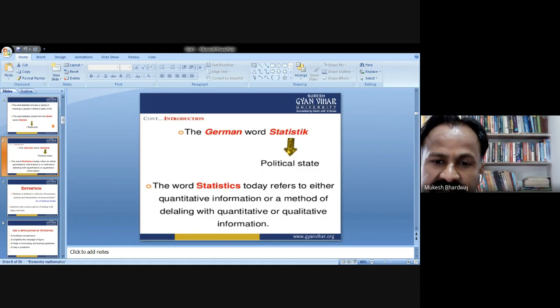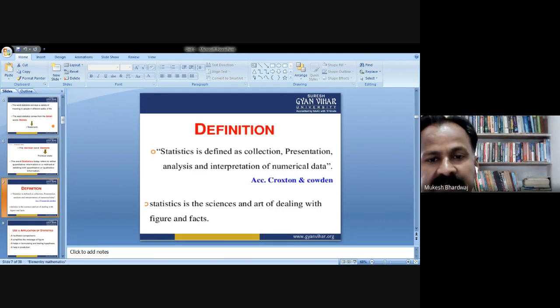So the word statistics today refers to either quantitative information or qualitative information. Okay. Statistics is defined as the collection, presentation, analysis, and interpretation of numerical data. This is the most authentic definition of stats.